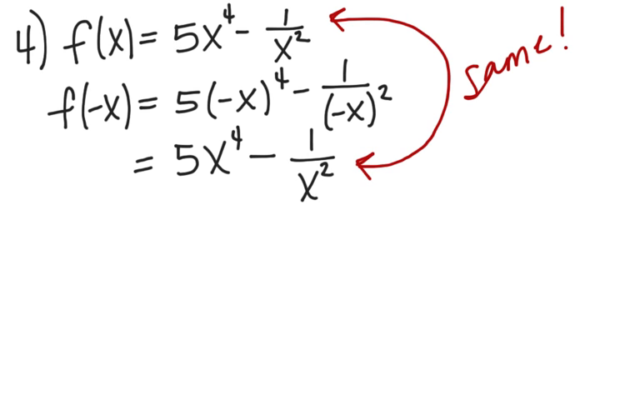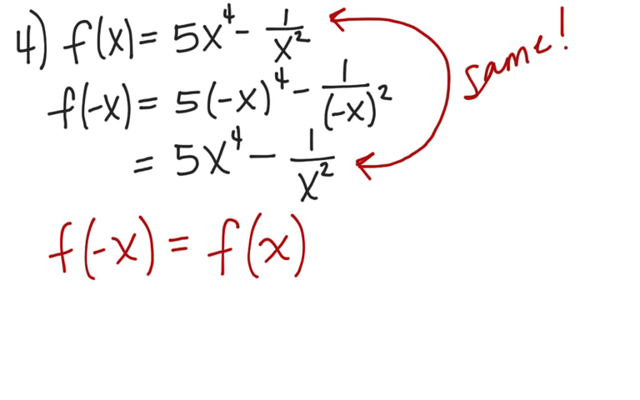They're the same. In other words, what that means is we put in a negative x value, so we computed f of negative x. But what we got out was the actual original function. We got out f of x. It's the same as the original. Therefore, this would be an even function. This function is even. That means that it has y-axis symmetry.